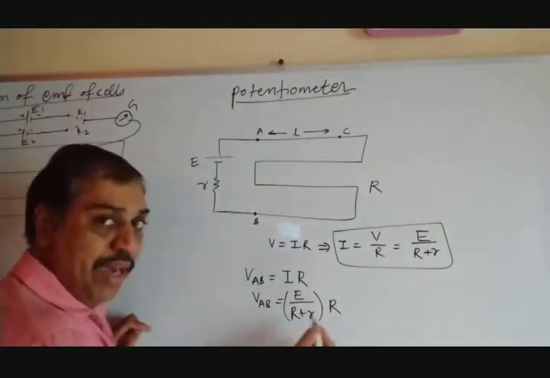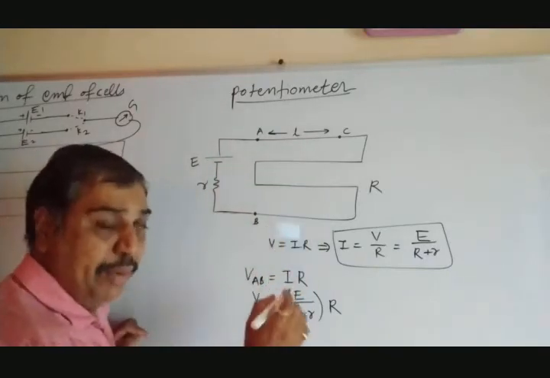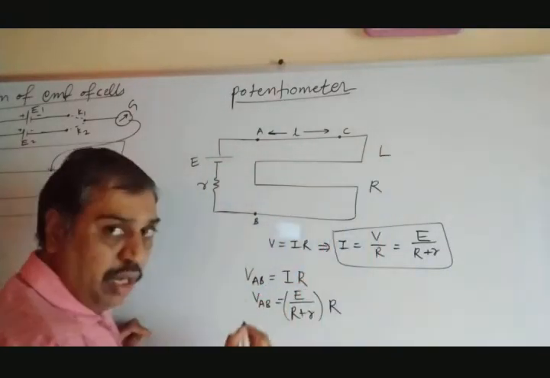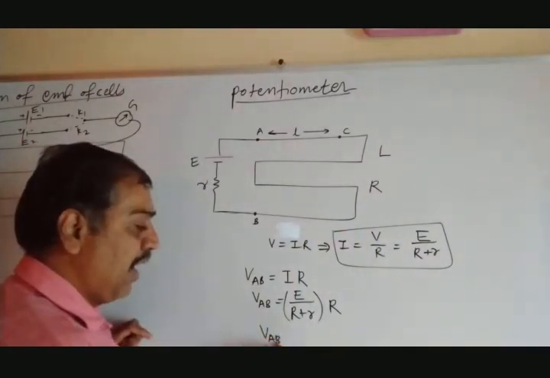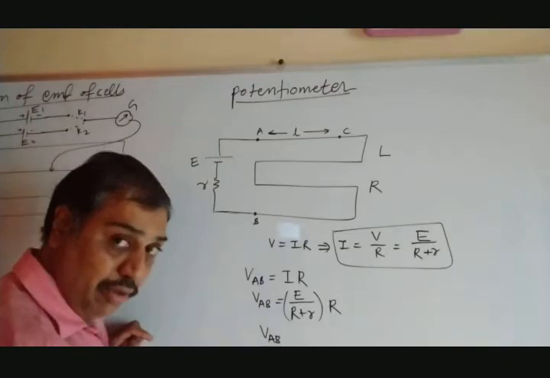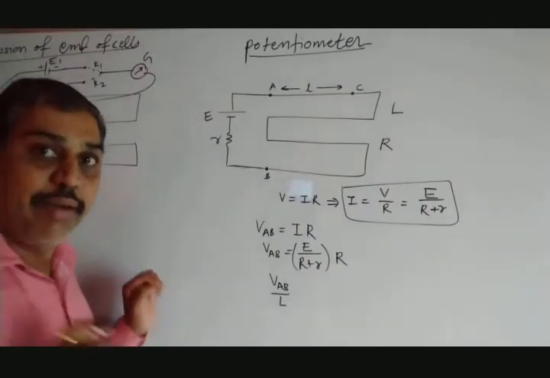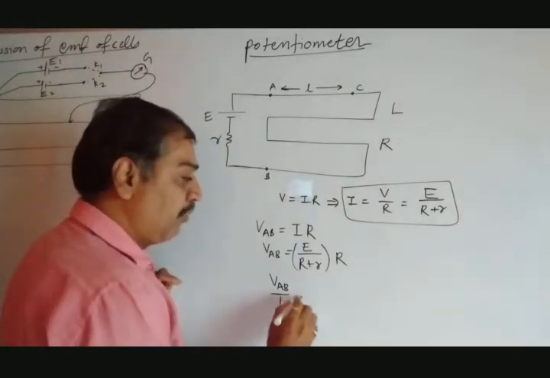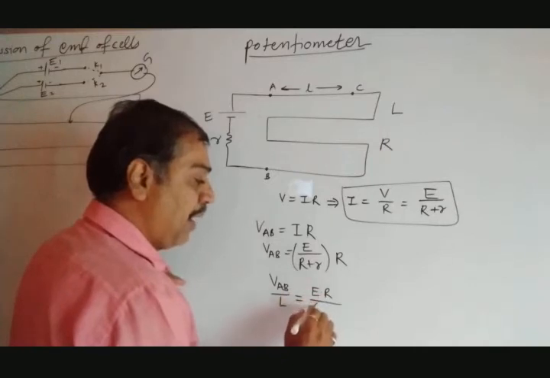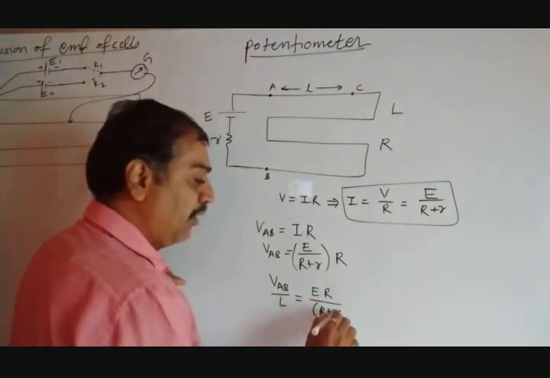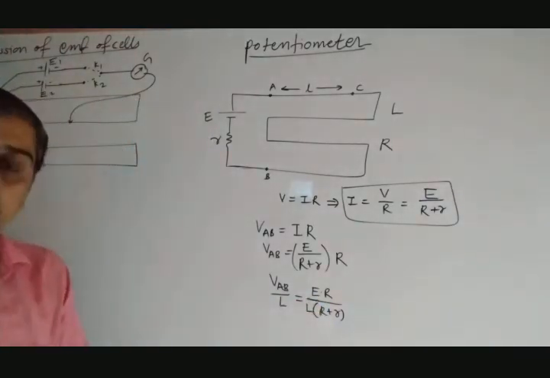Suppose I divide both sides by the total length of the wire, say capital L. Then you can represent V_AB, the voltage across the wire AB, divided by the length of the wire AB, as equal to E into R divided by R plus r, into capital L. We divide both sides by capital L, the total length.